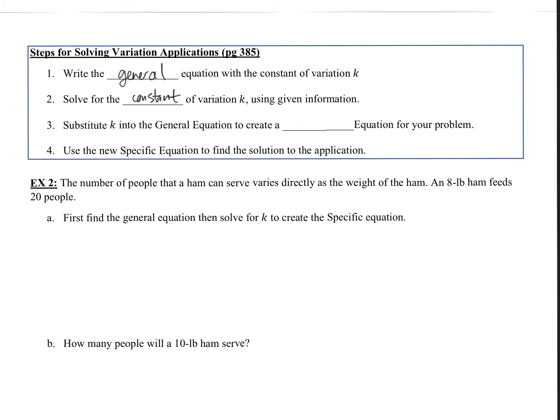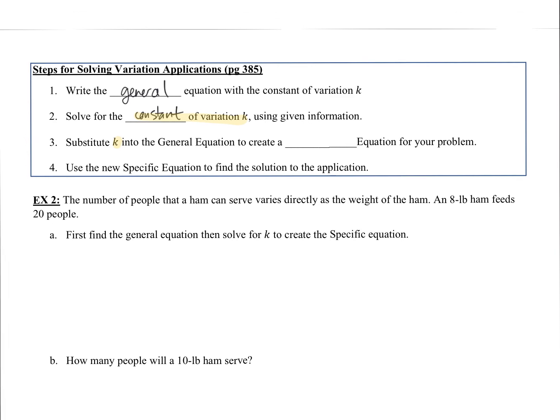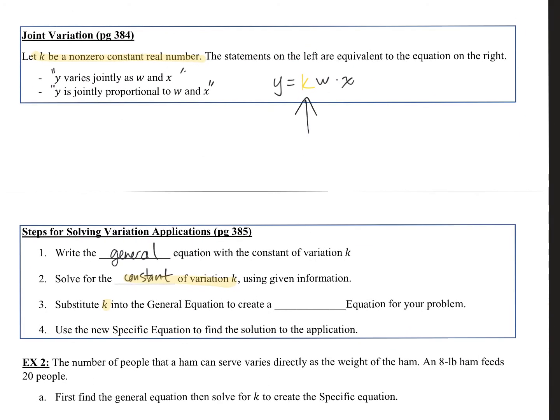This is where k becomes important, using some given information. All right, and then we're going to substitute that k that we find in step 2 into the general equation. And once we've done that, once we found out what number k is, for example, let's say k is 4, we have a new equation where we substitute 4 for k. And this new equation, remember this was the general, this new equation would be called our specific equation.